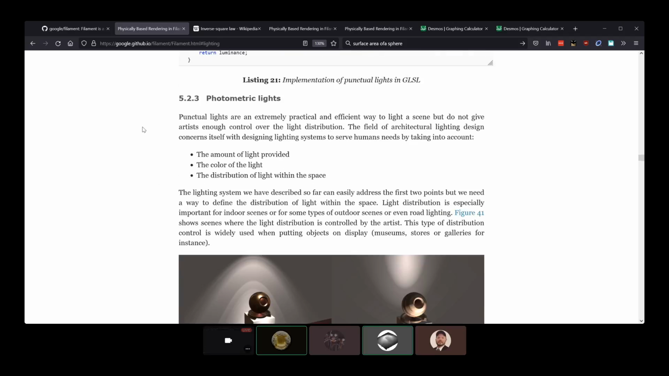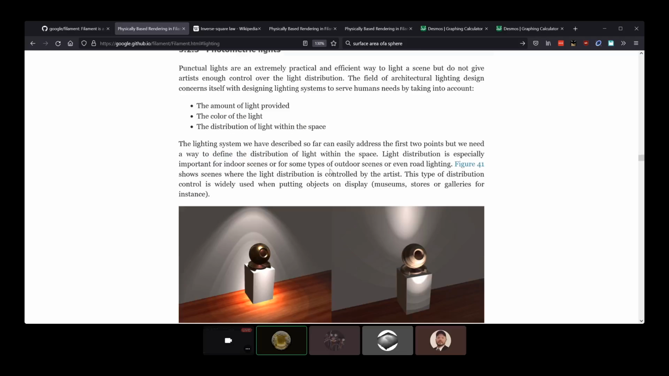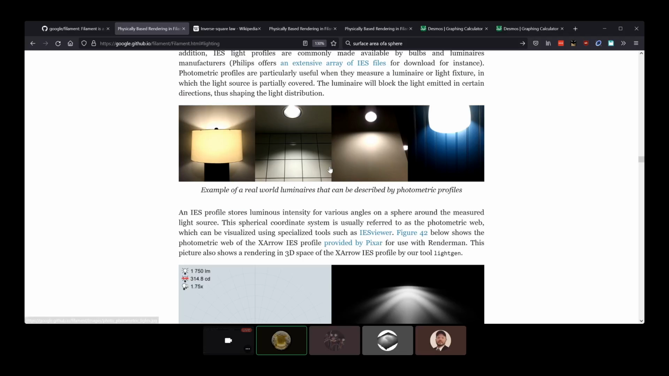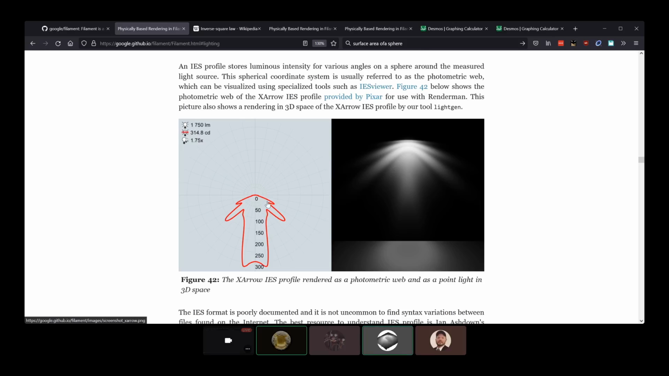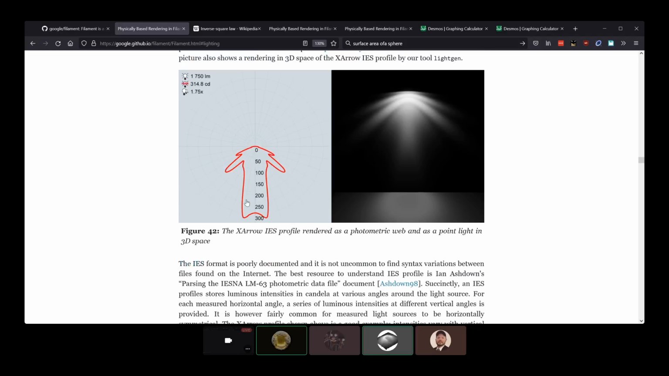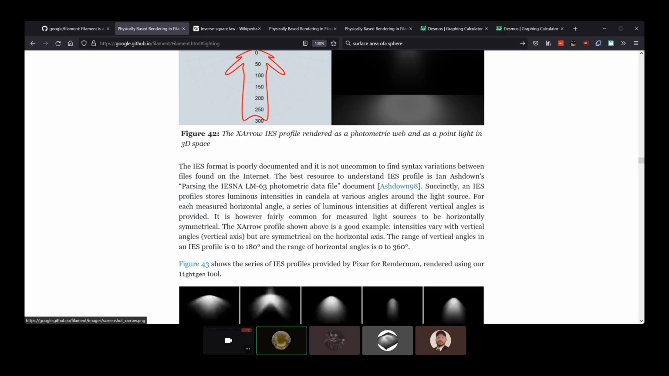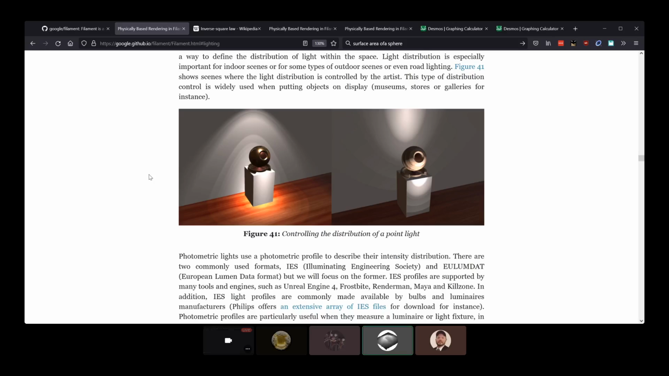Okay. So photometric lights. These are the ones that are based on measurements. I think that's the idea. The metric section there is the photometric. I think it refers to trying to model the measured emission of a light, in one plane here. Which then probably is an IES profile? Illumination Engineering Society.